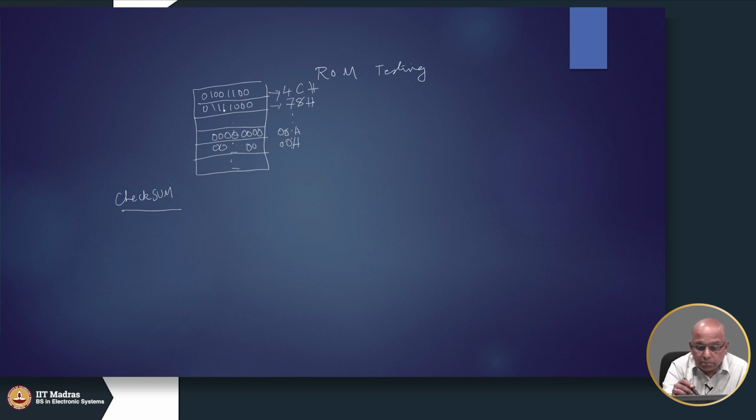Suppose the 8-bit sum of all these locations happens to be, let us say, F7. When I add all these hexadecimal values and I only keep the last 8 bits, there will be overflow etc., but we are going to ignore those overflows and we are just going to truncate it to 8 bits. And let us say that truncated sum happens to be F7, right. So, in the last location we can store a value which is the negative of F7, okay. F7 is this number.